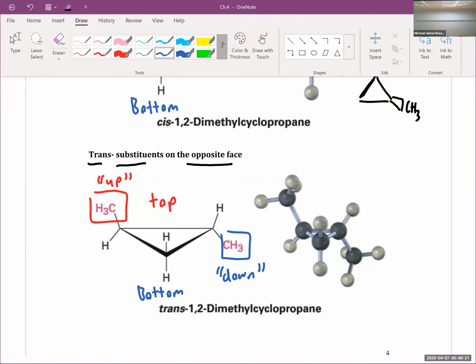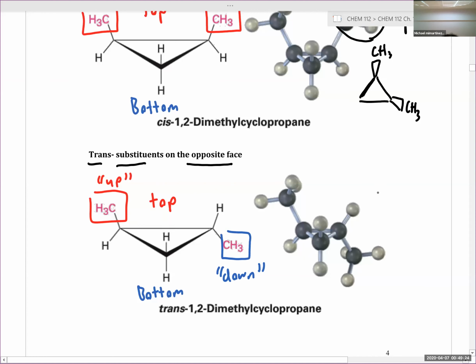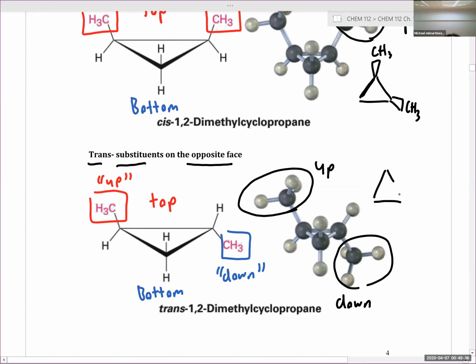And the way that we'd see this if we were looking at a model is one of the methyl groups is pointing up and the other methyl group is pointing down. So if we were drawing in dash wedge notation, the methyl group pointing up would get a wedge, the methyl group pointing down would get a dash. You don't have to worry about the dash wedge notation just yet. I just wanted to help bridge that gap, as cyclopropane systems are really quite interesting to observe.